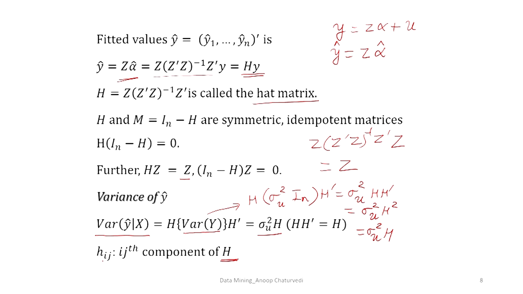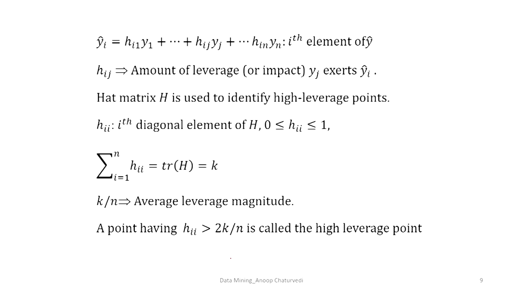Now, suppose h_ij is the ijth component of h, the hat matrix. Then you can write the ith element of y hat as y_i hat equal to h_i1 y_1 plus h_i2 y_2, and so on, plus h_ij y_j, plus so on, plus h_in y_n. So, you get this expression for the predicted value of y_i.